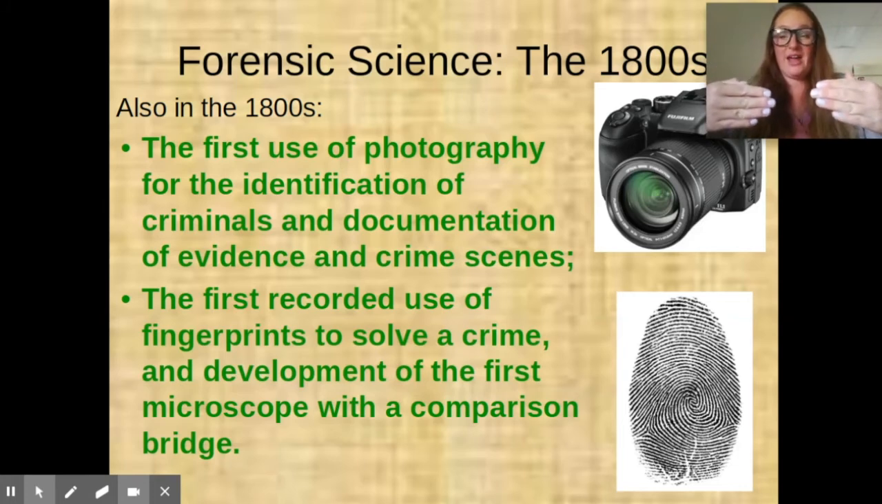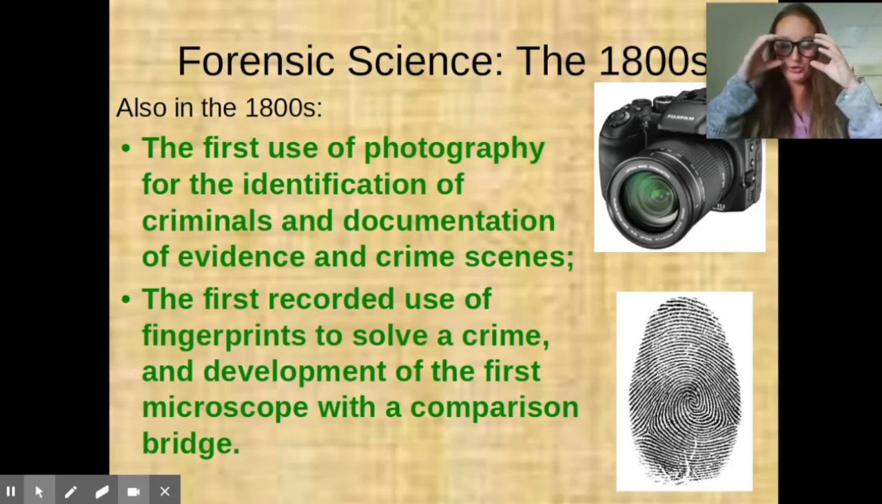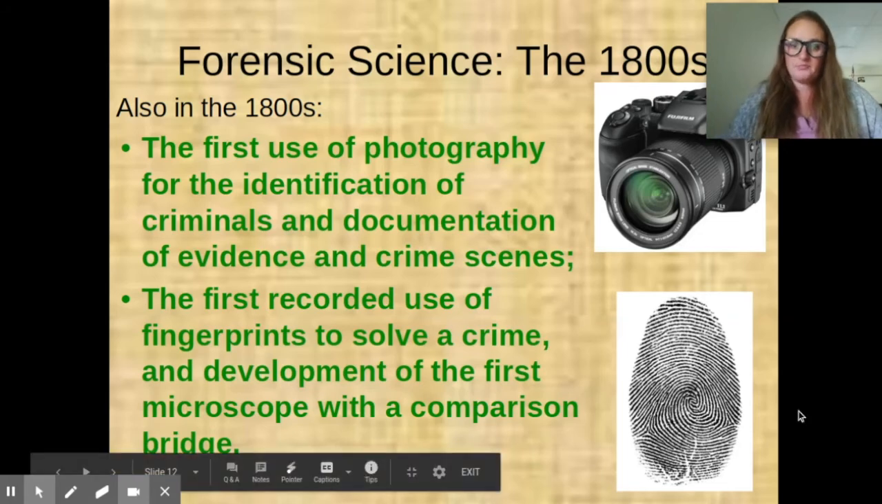You compare pieces of hair and you can see if they're the same. You can compare bullet casings. You can compare all sorts of different things to see if they are the same. So you're usually looking through one set of oculars, but you're looking at like a split screen inside the microscope because you've got two different stages with two different things on it. And that's what a comparison bridge or a comparison microscope does.